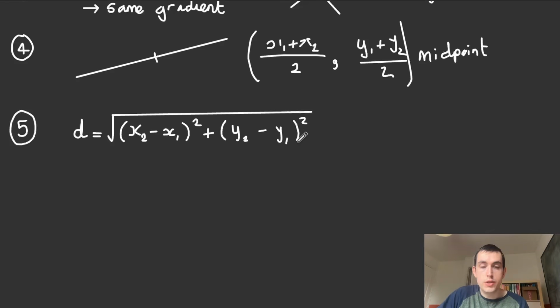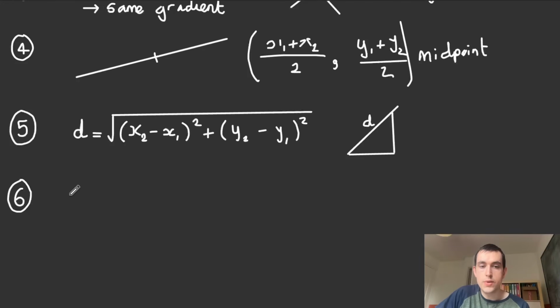In words, you might also remember this as the square root of the sum of the differences squared, and that might be more memorable to you. If you're still struggling to remember it, draw a nice picture and you'll be able to see that it's basically Pythagoras from here to here, finding the length of the hypotenuse.